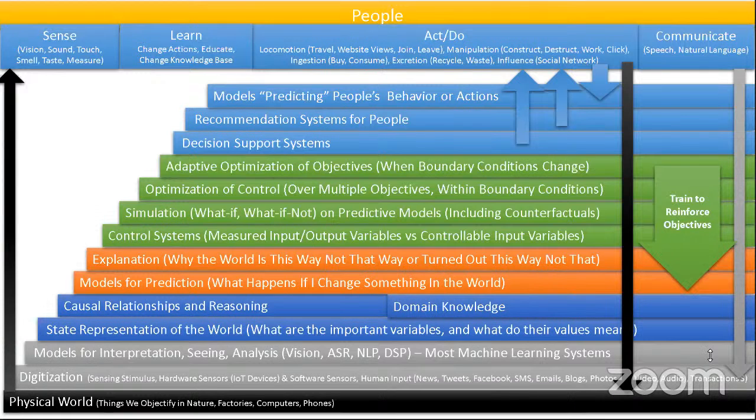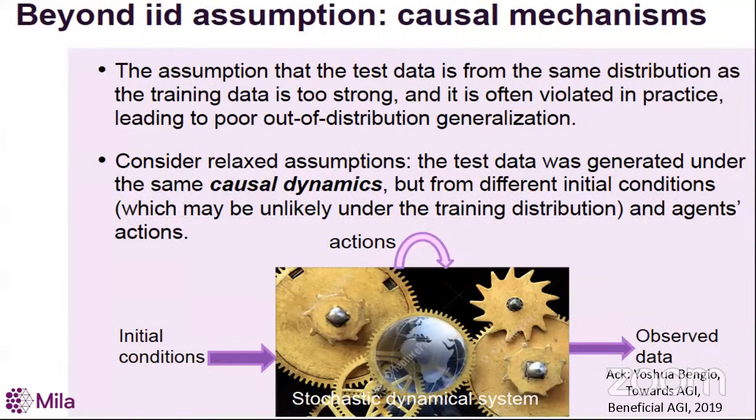And if you don't believe me, I'll quote somebody who is a little bit better known than me. About this, right? So, for example, we assume that the test data is from the same distribution as training data, right? That is a sort of foundation of any pure data-driven approach. The problem is it's often violated in practice. This is Yoshua Bengio's slide, shamelessly copied from him. So this leads to poor out-of-distribution generalization.